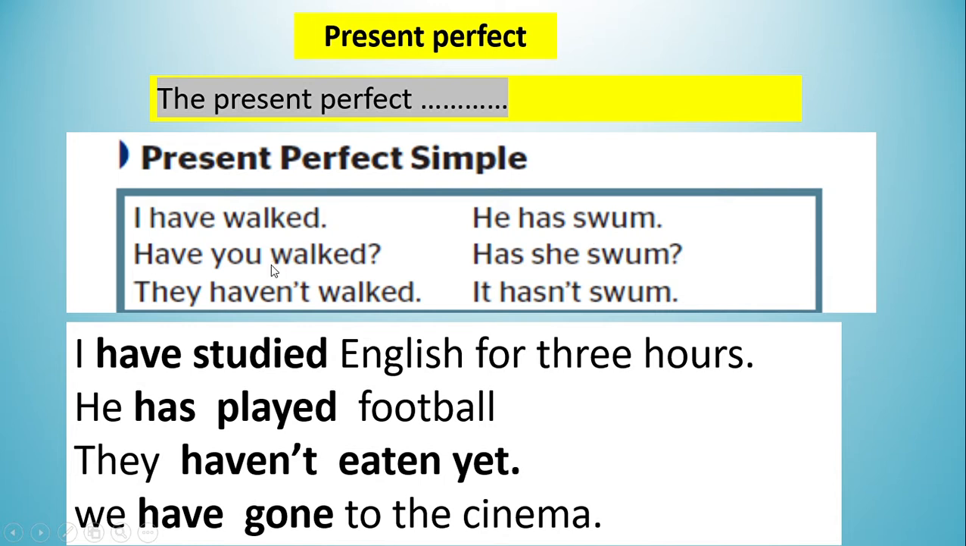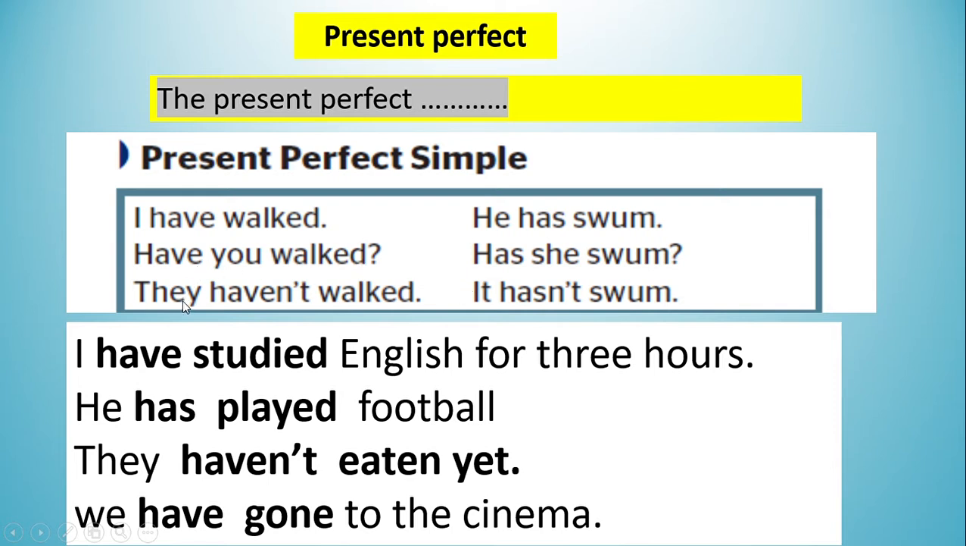And how to make a question in the present perfect tense? Of course, you are going to start with the verb to have. Have you walked? Has she swum? Or has he swum? Even if you want to make a WH question, start with the WH question word, then the verb to have, then the subject, then the past participle.